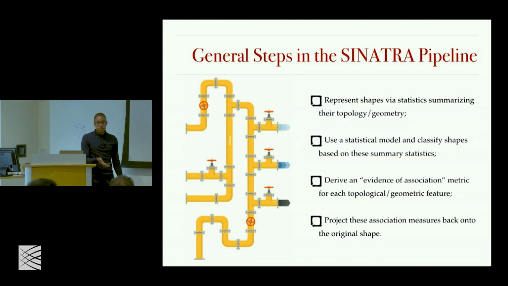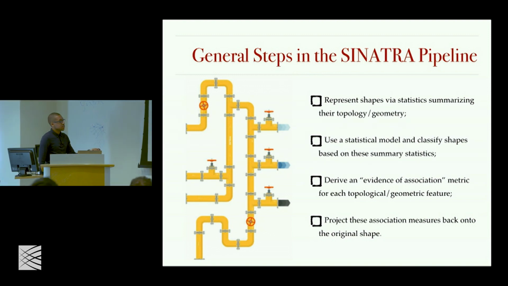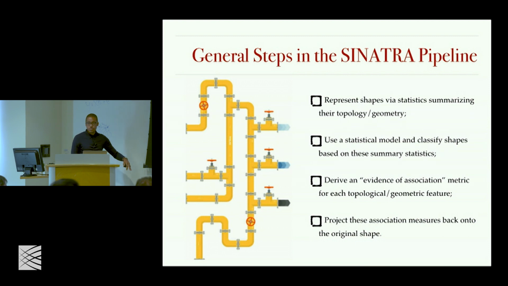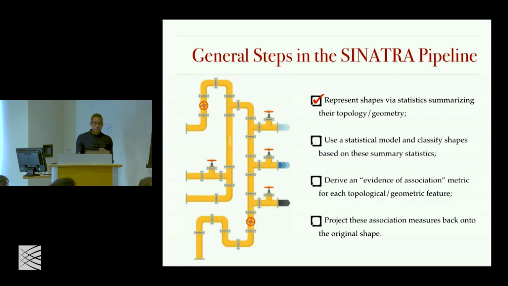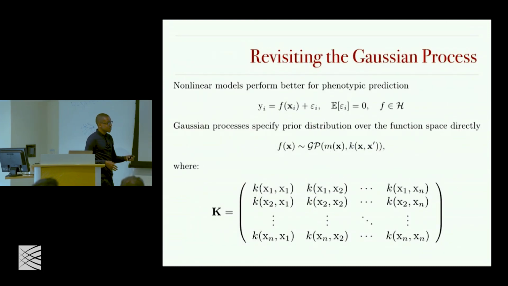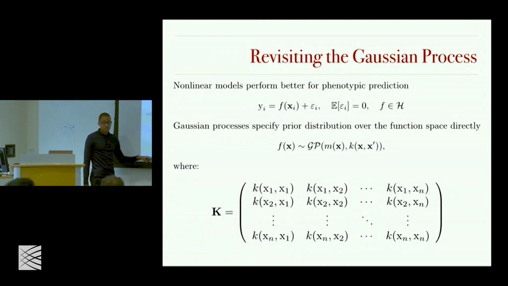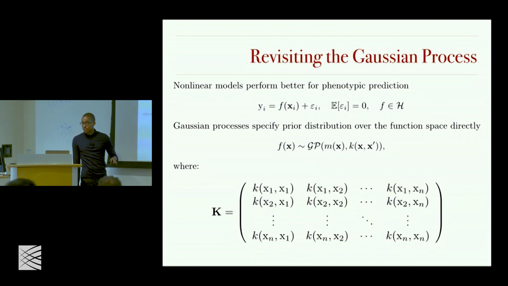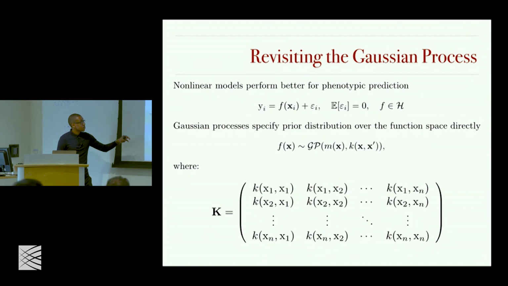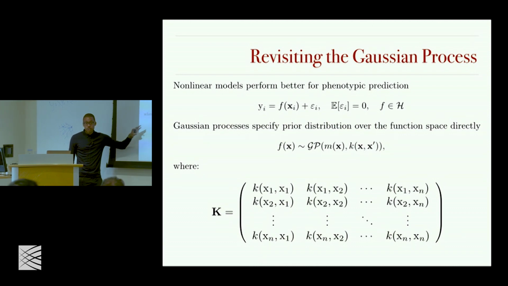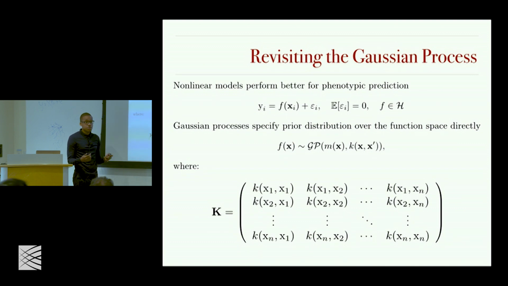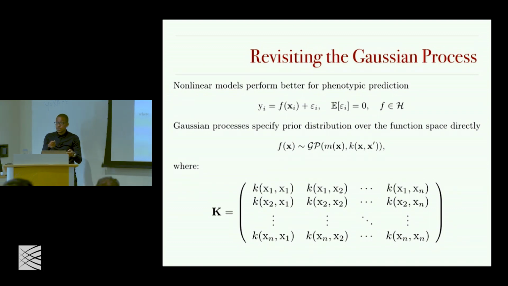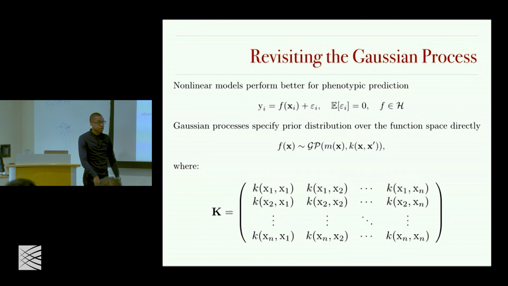You can use p-values. P-values are not hot right now, so you probably want to use something else. And then you project these association measures back onto the original shapes, right? So I've gone through the first already. We're going to use this Euler characteristic idea, okay? I also already went through the second, right? I mentioned this idea of Gaussian processes and that kind of thing. So we're going to use this GP model to classify our shapes, right? Non-parametric methods, as you know for neural networks and classification, are really good at discerning patterns between two disparate groups.